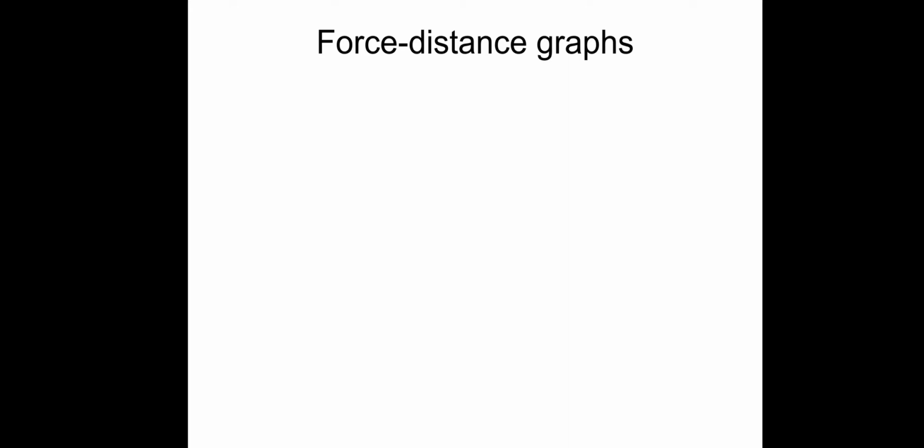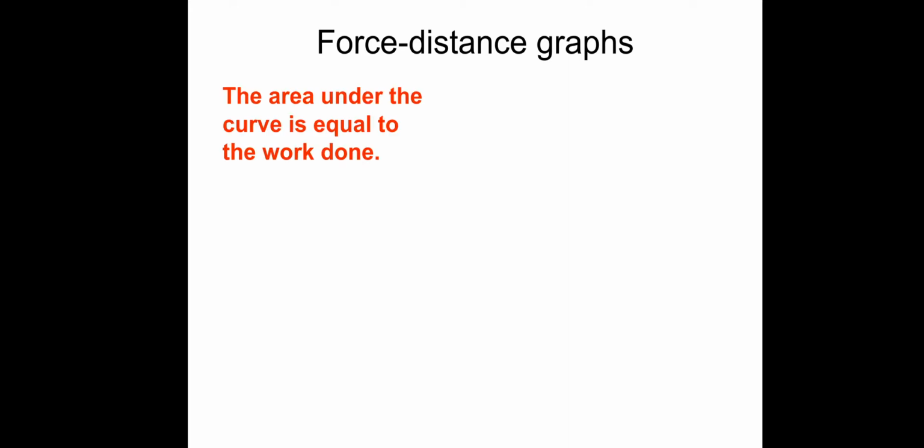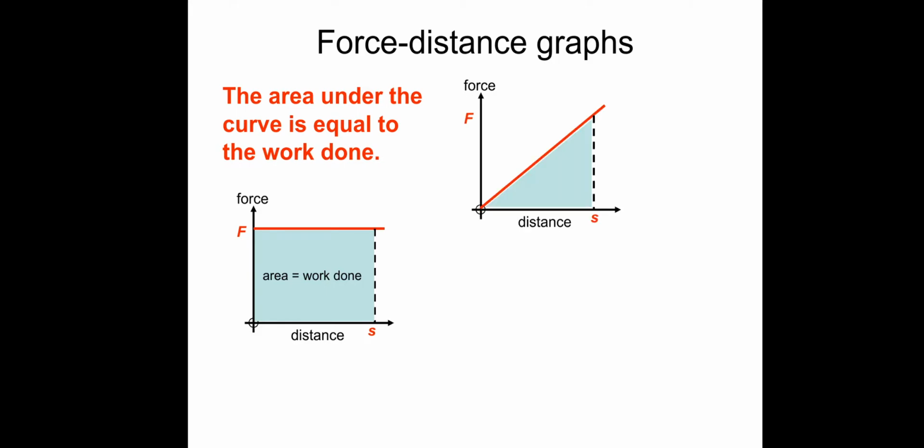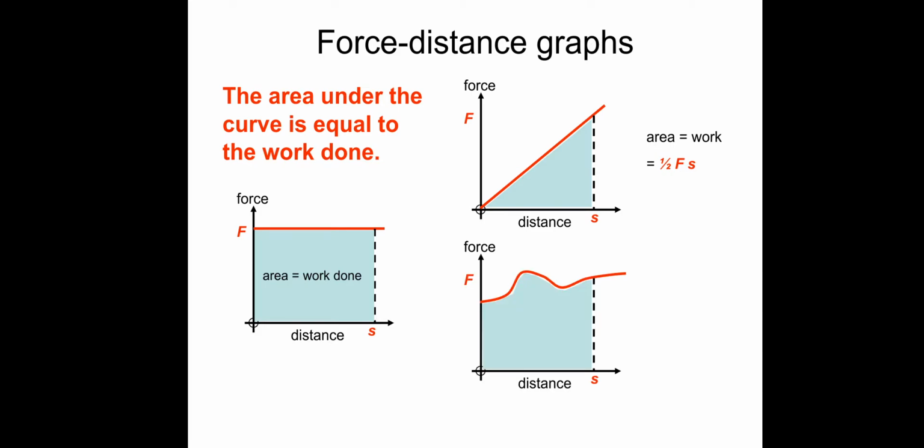Bit more information then, force distance graph. So if you get a graph and it's force against distance, the area under is equal to the work done. So in this one, you just do force times distance. If the graph's like this, it will be the area of the triangle underneath. And more likely you'll get a graph that looks like this with a curve. So what you have to do is count the squares on the graph individually.